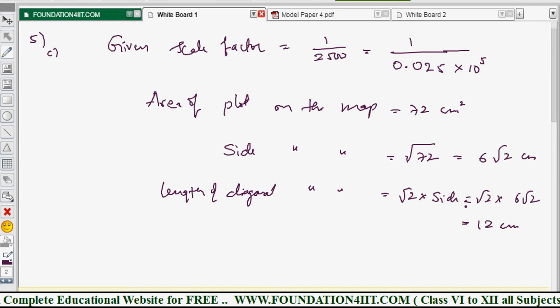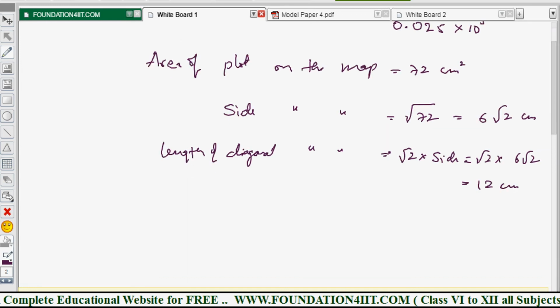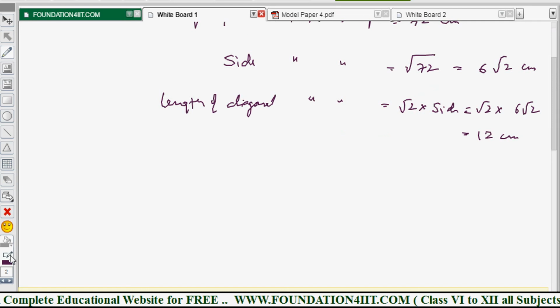Now let us find out the actual area first. So the question, if you apply the formula: area of the plot on the map is equal to k square into actual area.